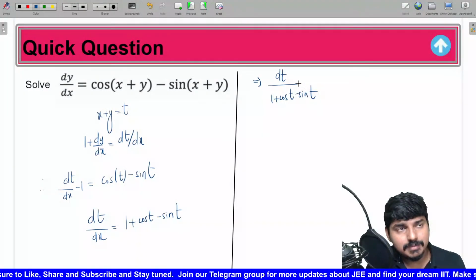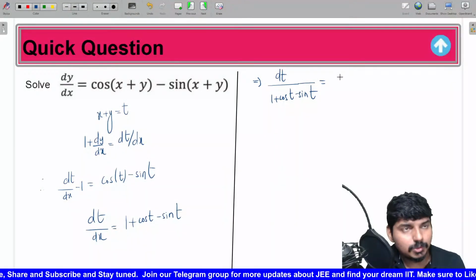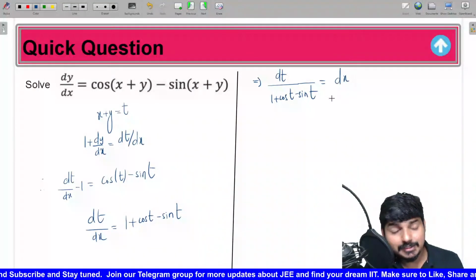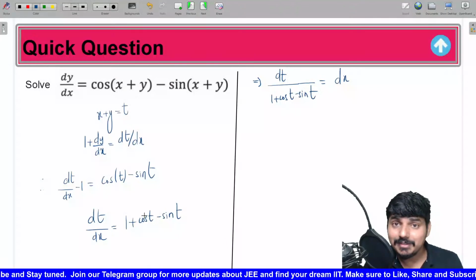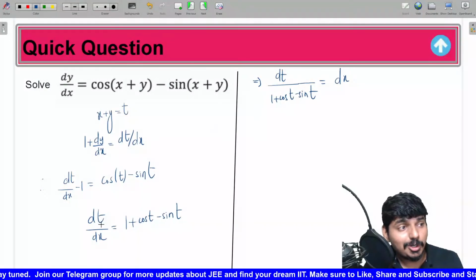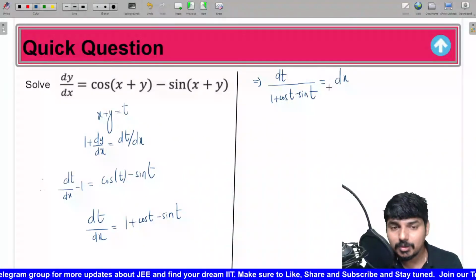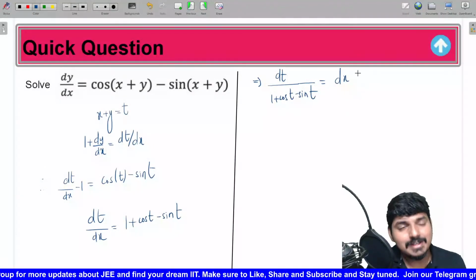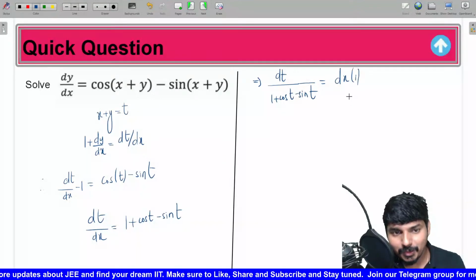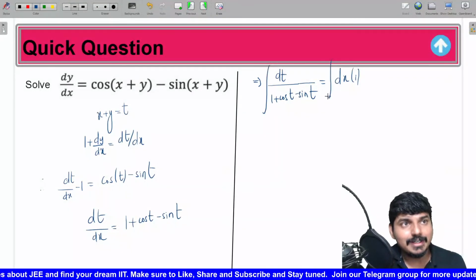1 plus cos t minus sin t, and that is equal to, you can take dx separately. So see, we are able to apply the variable separable method. I have written all the t terms along with dt, all the x terms along with dx. यहाँ पे कोई x term नहीं है, so I have taken dx into 1. Okay, now we can integrate on both the sides.